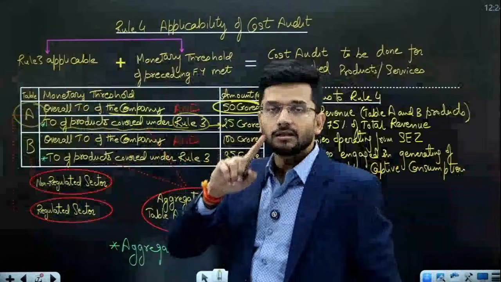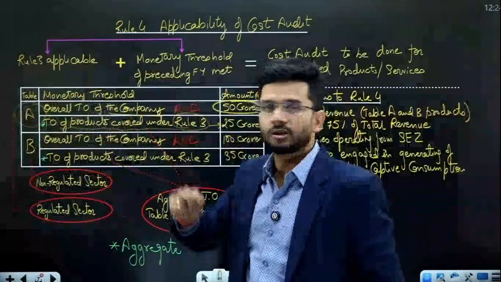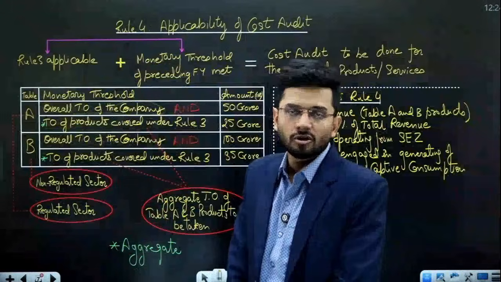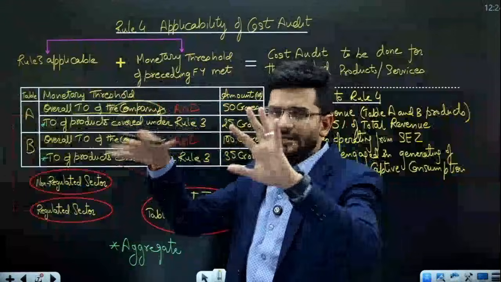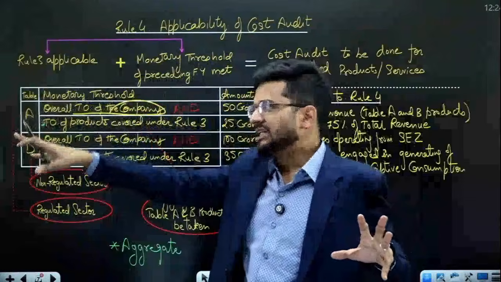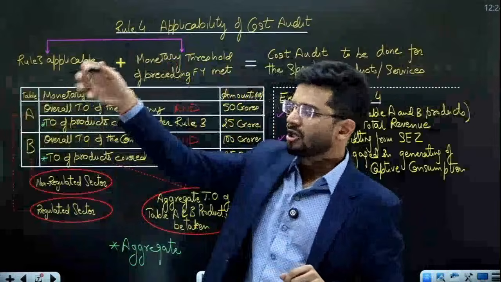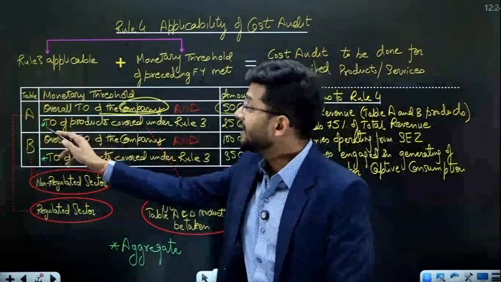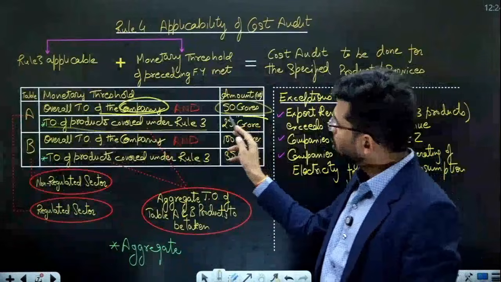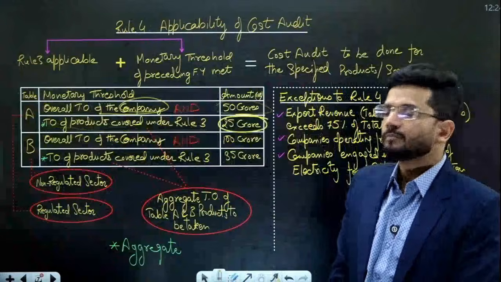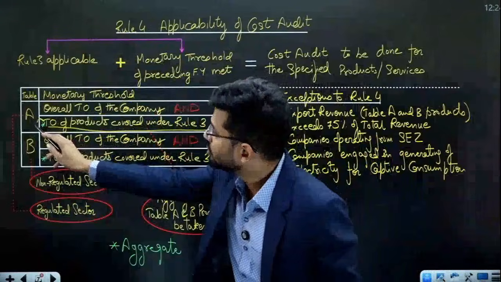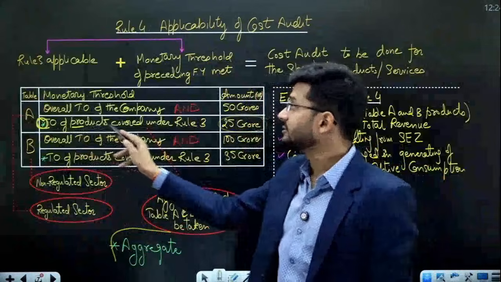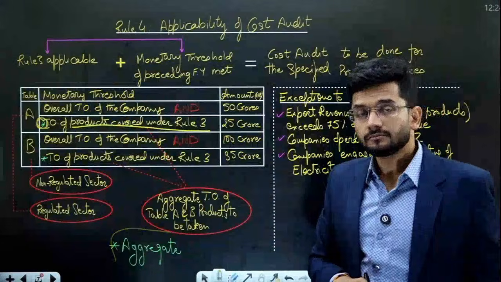So first we analyze the cost audit requirements for table A products. First condition is the company's overall turnover, which includes everything: table A product, table B product, other income, other operating income, non-specified goods, everything. Overall turnover of the company should be 50 crores and turnover of the products covered under rule 3 is 25 crores. Now one very specific word which I have specifically written is aggregate turnover of the products covered under rule 3.